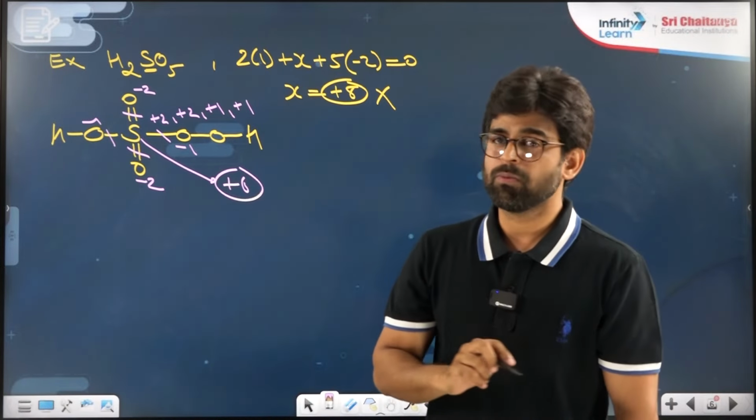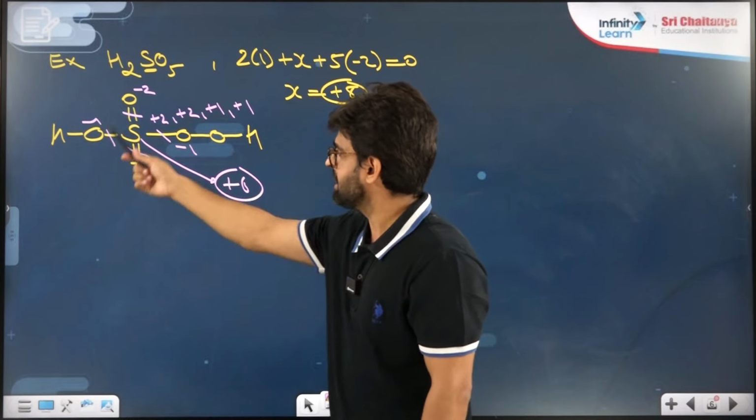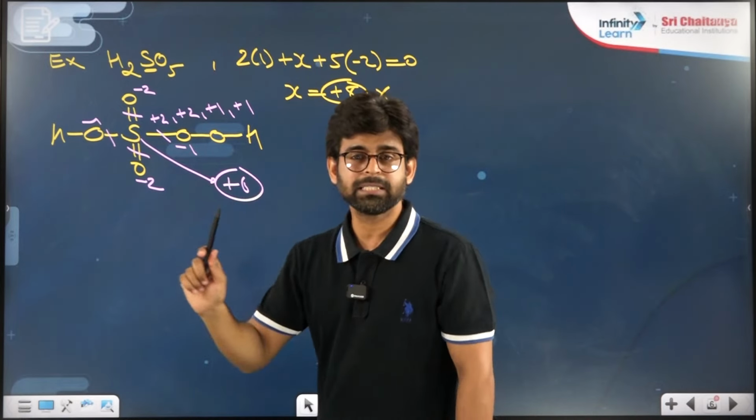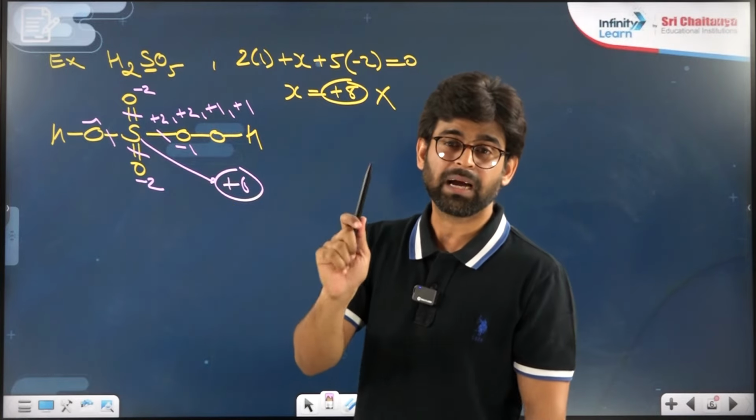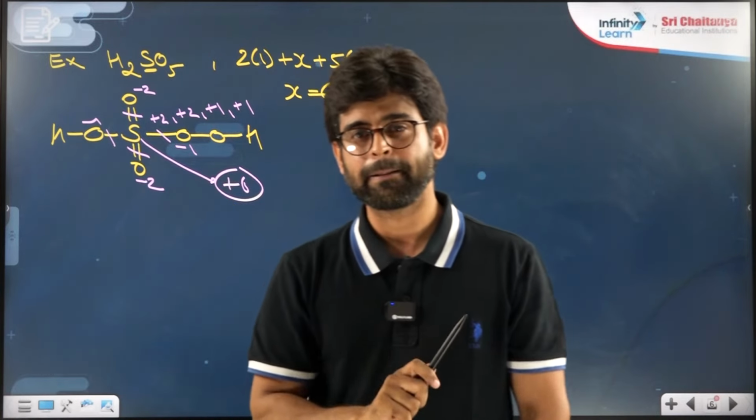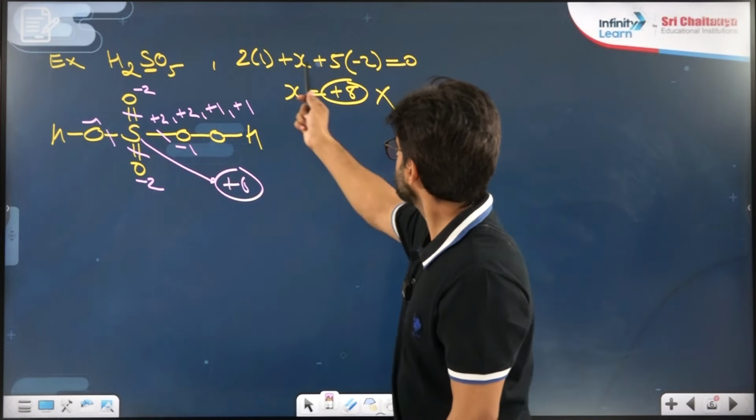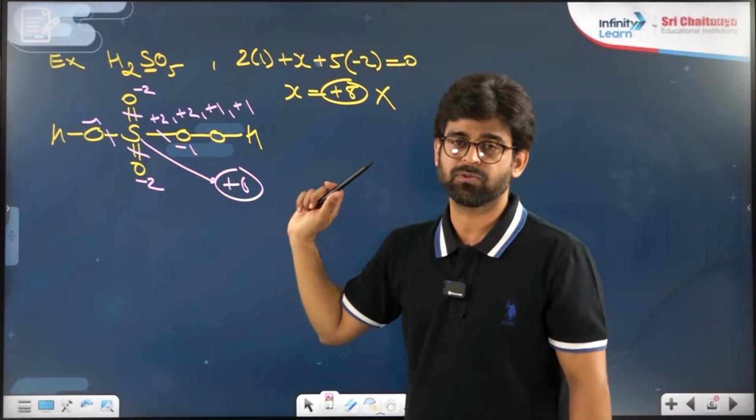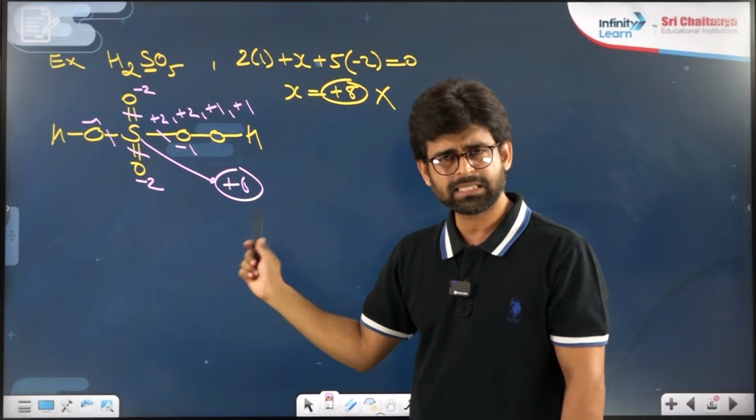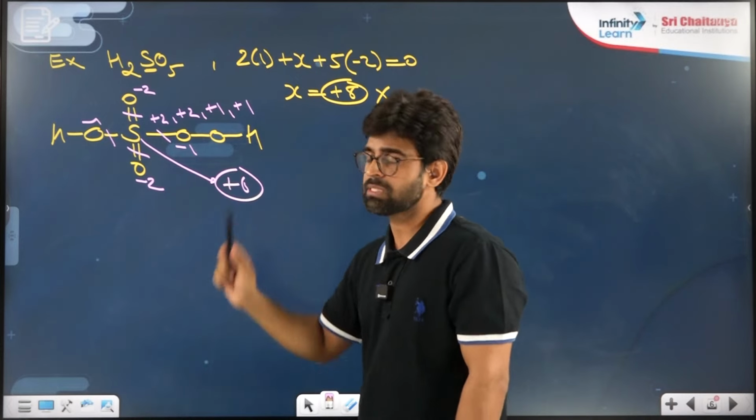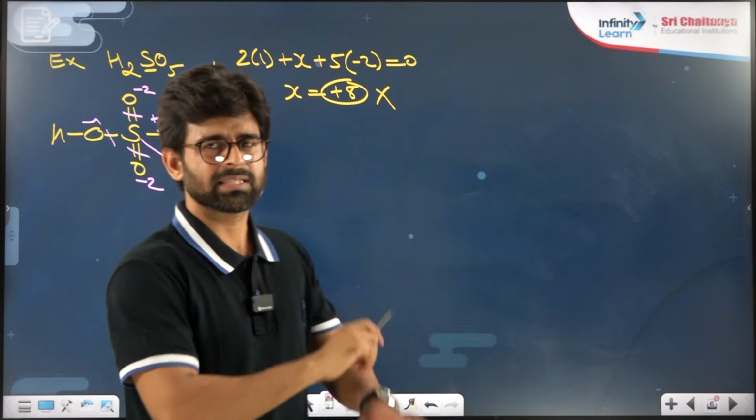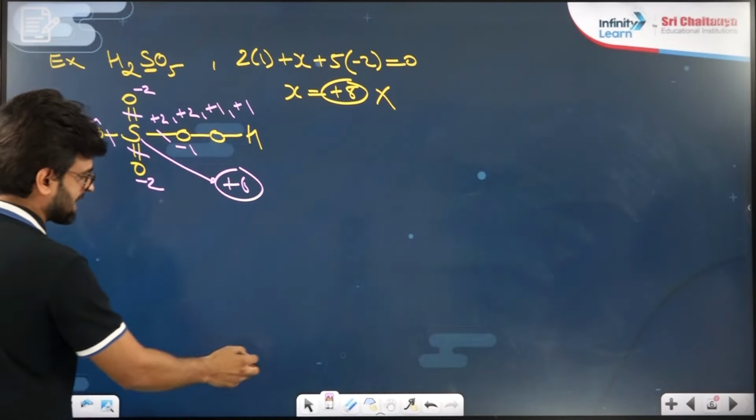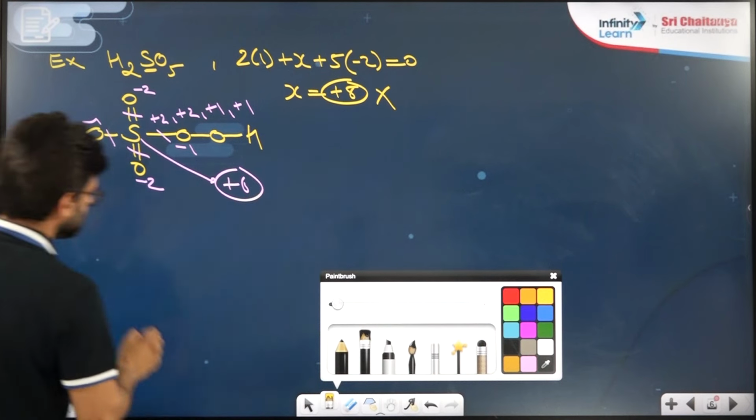What is wrong in the formula? In the structure you will see, because of the peroxide linkage, these two oxygens are present in the -1 oxidation state. But in the formula I am putting all oxygens as -2, which is a wrong thing. The structure is telling us that these two oxygens are present in -1, not -2, right? Next I can take the same way.